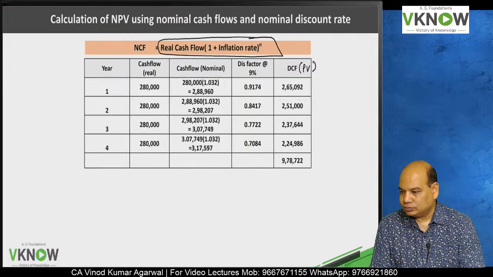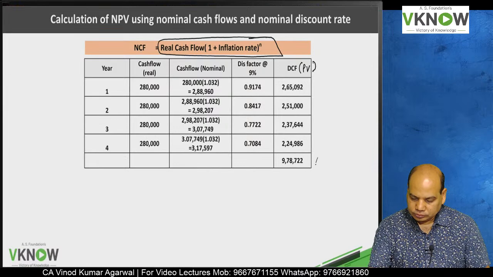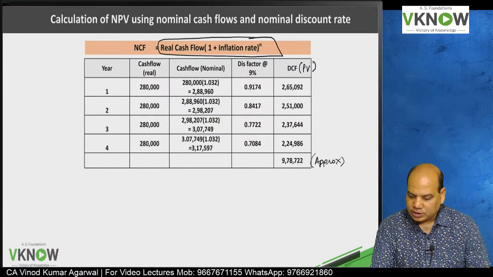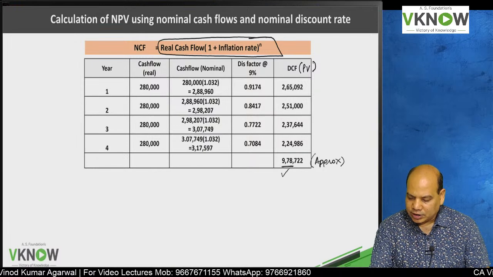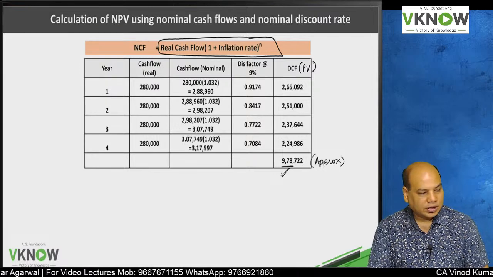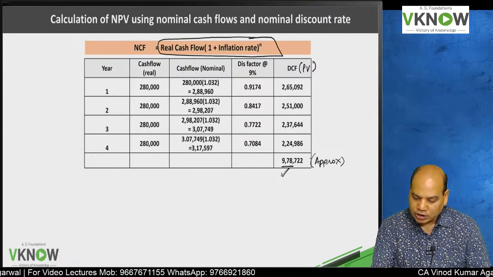$978,722 approximately. Write approximately. Whatever you have got, write approximately. If the first three digits are right, then you are right. First three digits are right. You can go ahead. Very good answer.